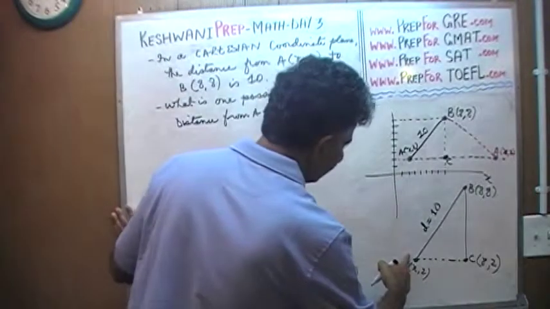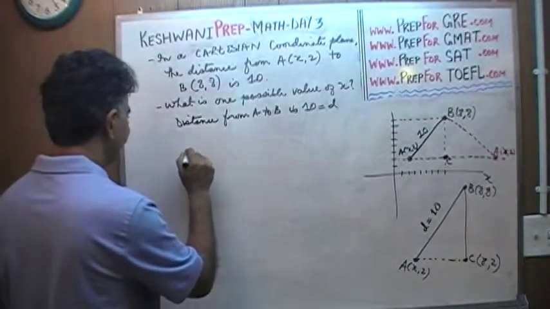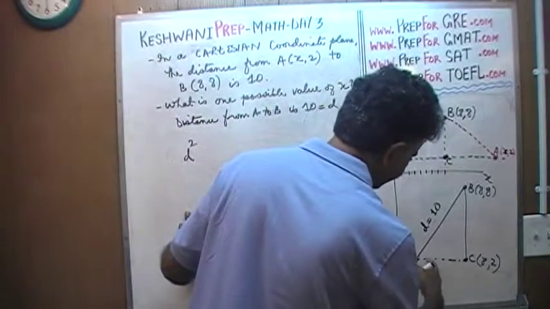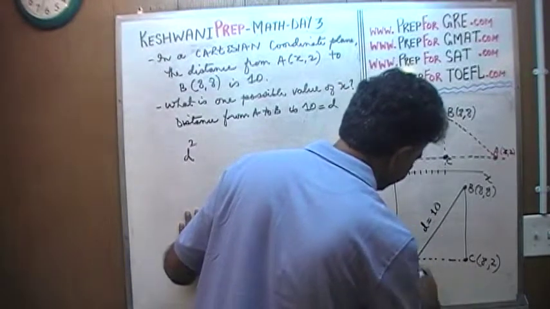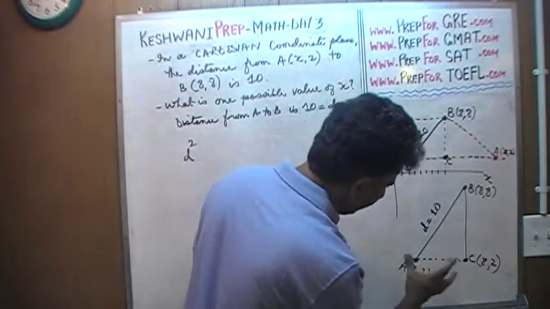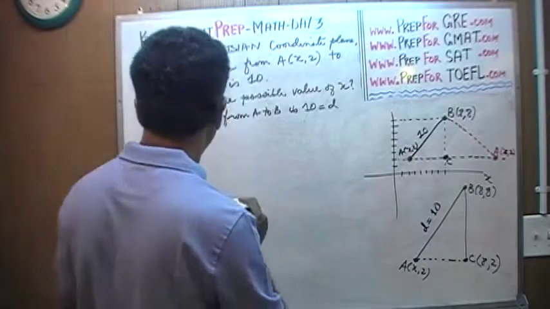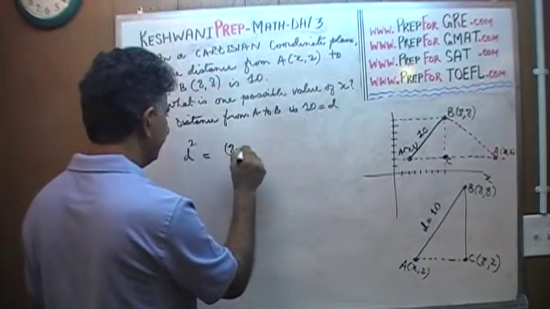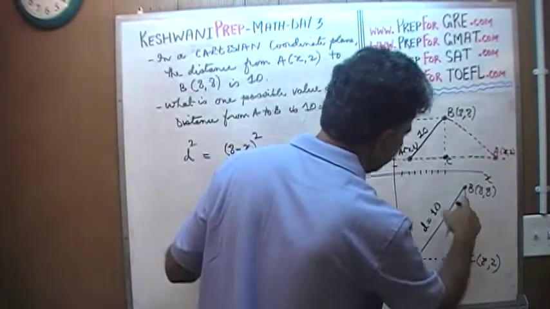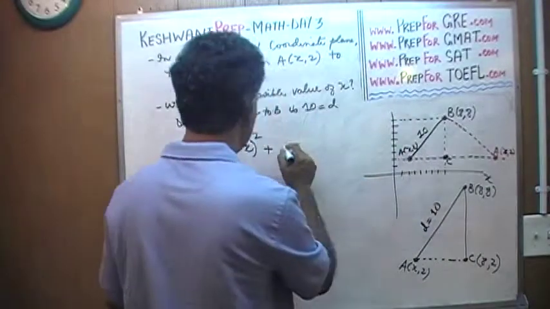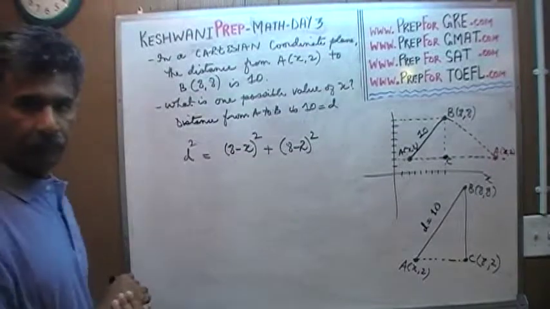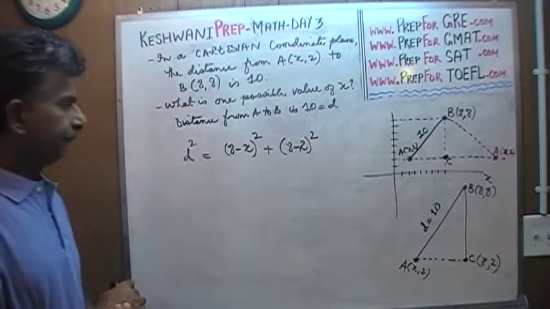So we're trying to figure out the distance from A to B. Let's call it D. D squared, because that's your hypotenuse, equals this distance squared plus this distance squared. How much is this distance? Well, the distance from A to C is going to be 8 minus x, squared, plus the distance from C to B, which is going to be 8 minus 2, squared. Do you recognize it? It's the distance formula.